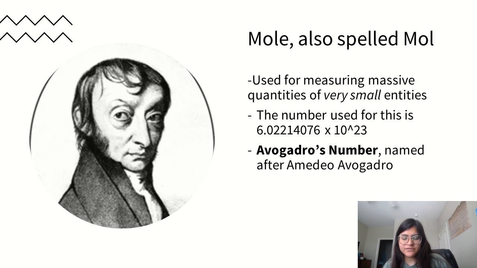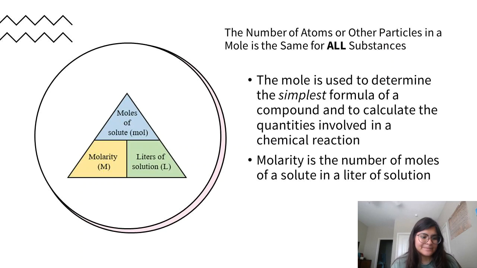The number used for this is 6.02214076 times 10 to the 23rd. This is known as Avogadro's number, named after Amedeo Avogadro. This can also be known as Avogadro's constant. The number of atoms or other particles in a mole is the same for all substances.